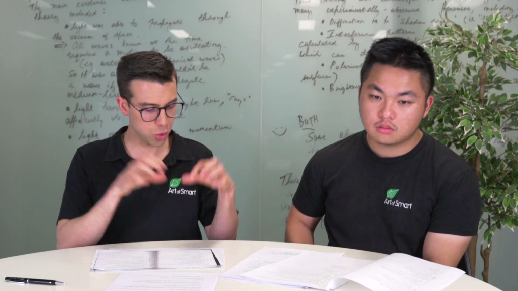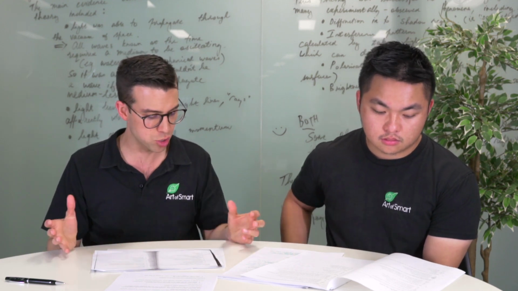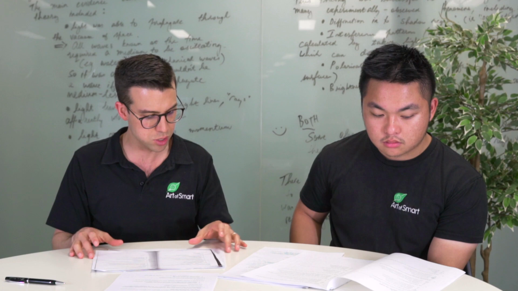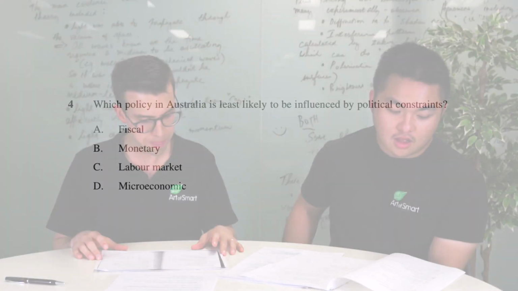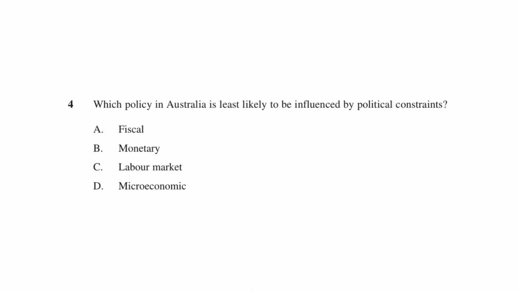So, question 4 was not a complex one, but I know students got a little tricked by it. Okay, what was the question, Terry, and where did students struggle? Which policy in Australia is least likely to be influenced by political constraints?